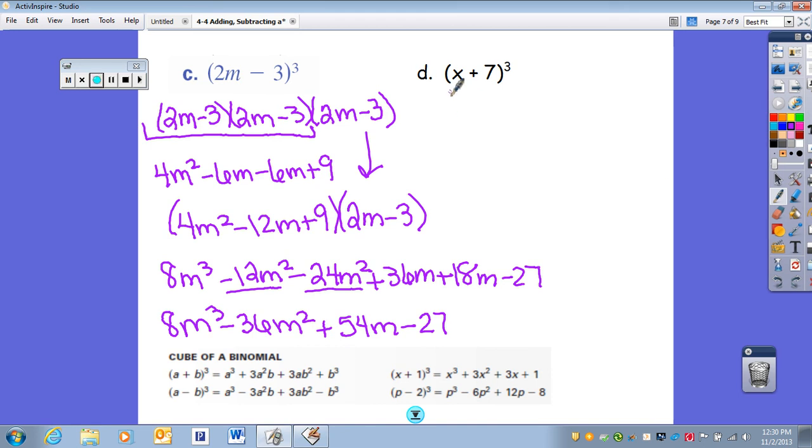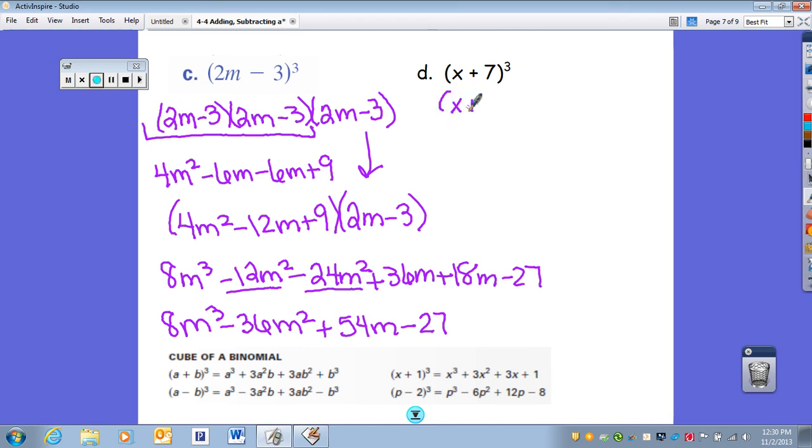So in this example, we'd have x plus 7 cubed, which means that there are 3 of those binomials together. And you can multiply the whole thing out if you would like, first multiplying x plus 7 times x plus 7, which would be x squared plus 14x plus 49, and then multiplying that times x plus 7.